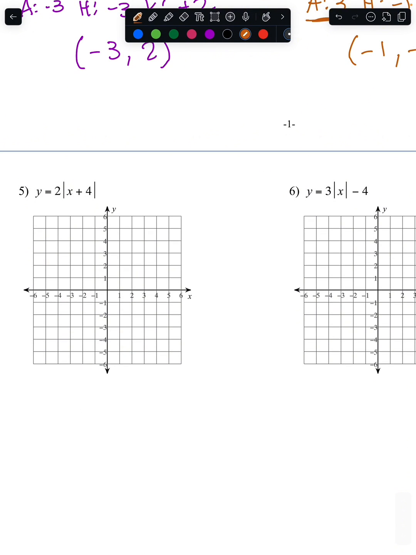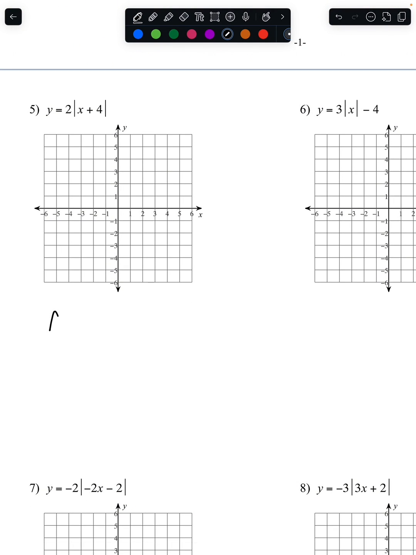These two, what happens when there's no number in the back? A, H, K. So my A is 2. My H is -4. What's back there? If nothing is back there, what number represents nothing? 0. So my vertex is at -4, 0, which is here.